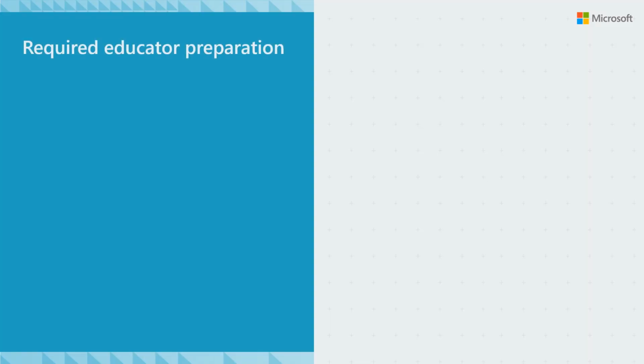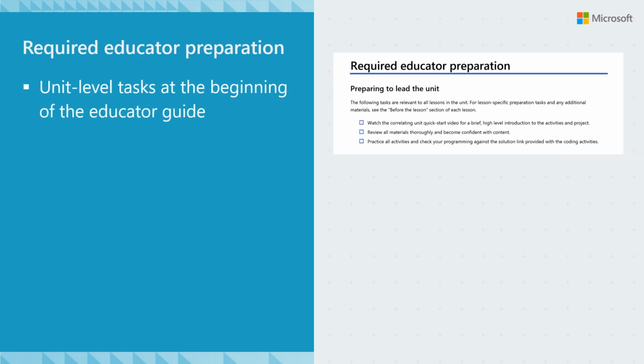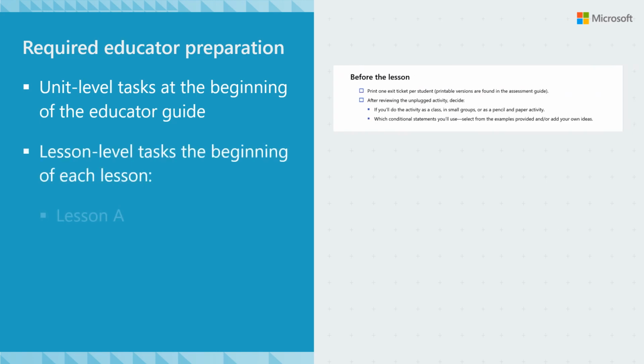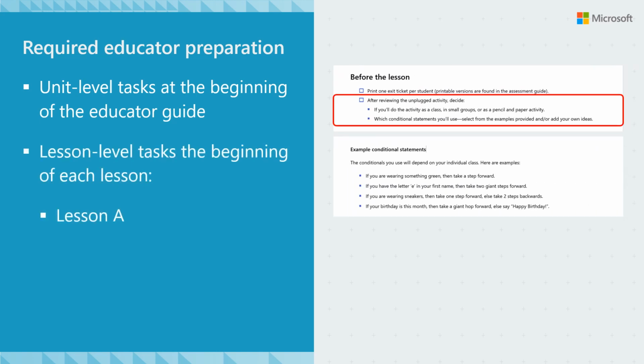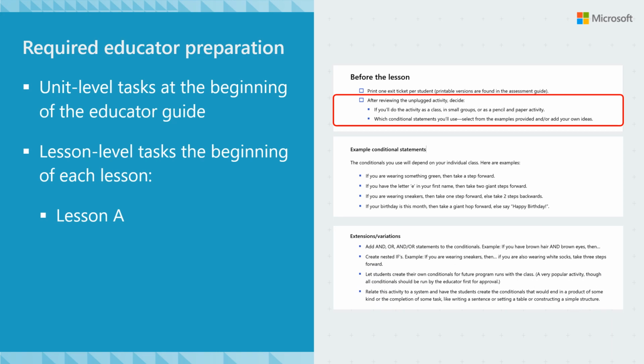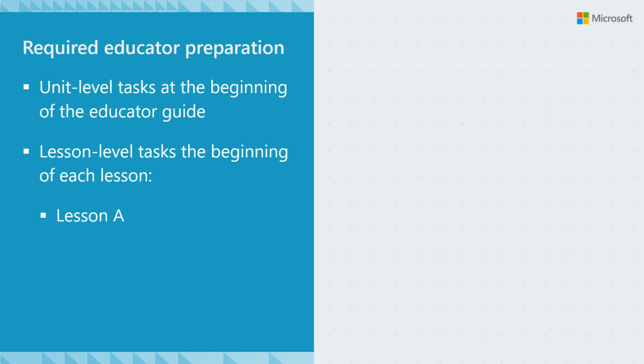Your preparation includes the usual tasks of reviewing the materials and practicing all of the activities. For the unplugged activity in Lesson A, you'll want to decide if you'll do the activity as a class, in small groups, or as a pencil and paper activity, and prep the conditional statements you'll use. We provide some examples as well as potential extensions and variations to the activity.